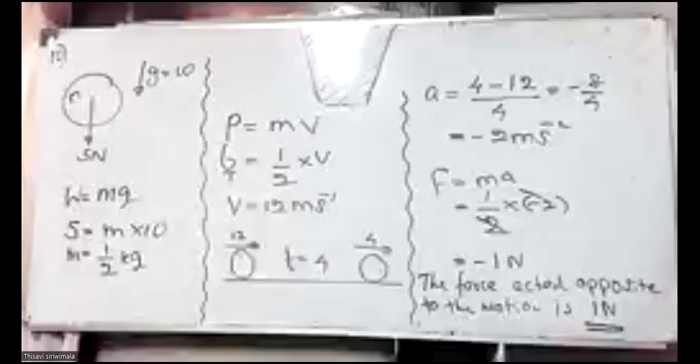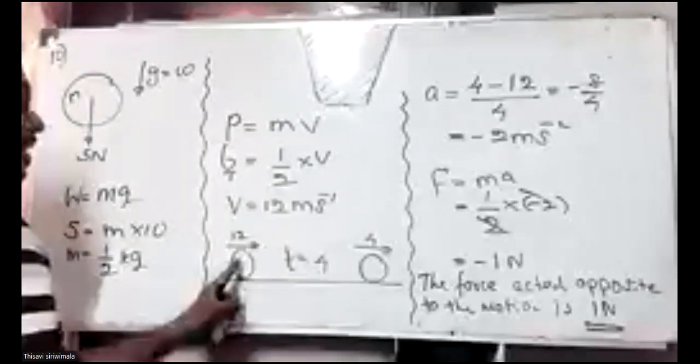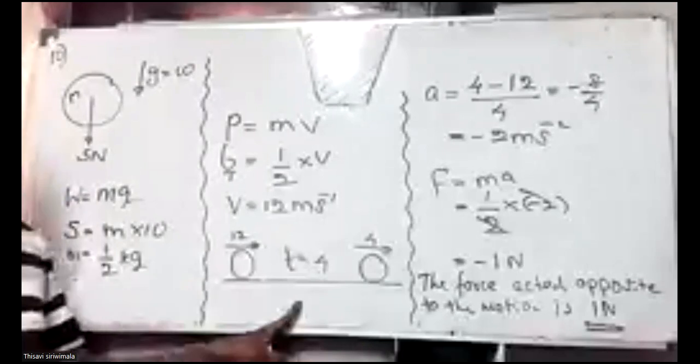And again, acceleration we don't know. Again, I put the data: starting velocity 10, ending velocity 4, time taken is 4. So the difference minus 8 divided by 4 is minus 2 ms minus 2, that is the deceleration.